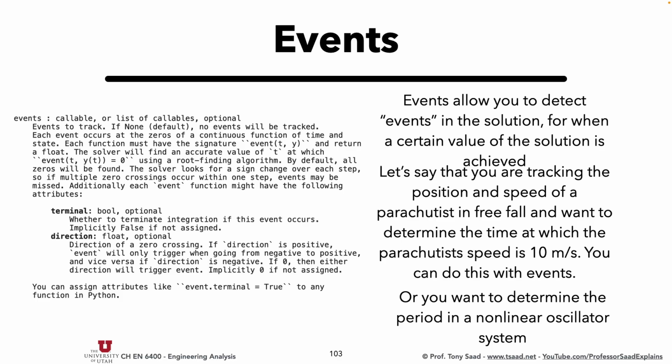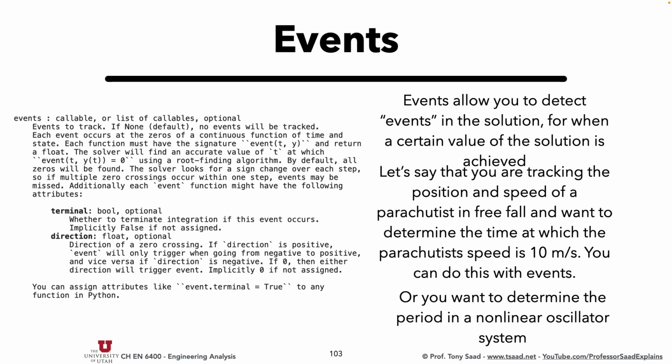Or I wanted to see when the parachutist hits the ground. So I need to look at z equals 0, for example, or z equal minus 400. Say we threw from 400 meters and we have the axis in the opposite direction. Then you'd put z plus 400 equal to 0. That means z equals minus 400, so you put this in residual form. The solver looks for a sign change over each step, etc. This is how it does it.